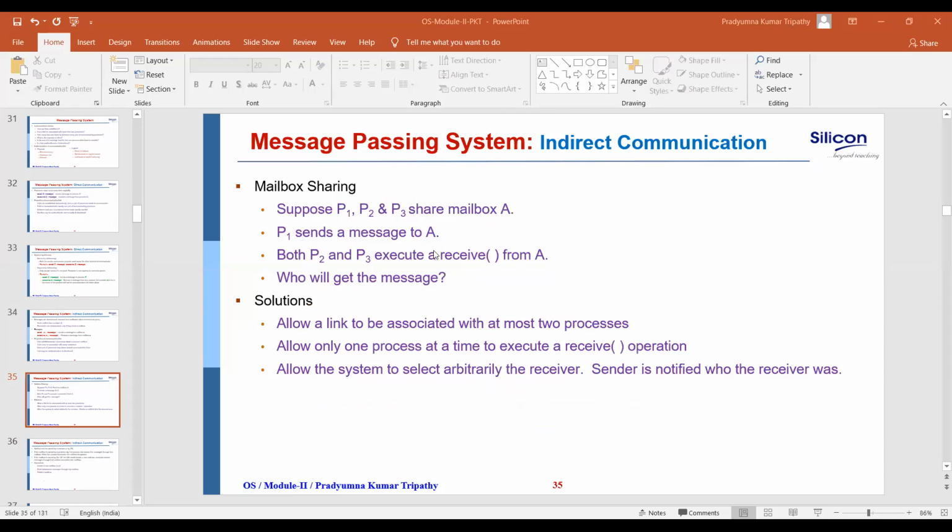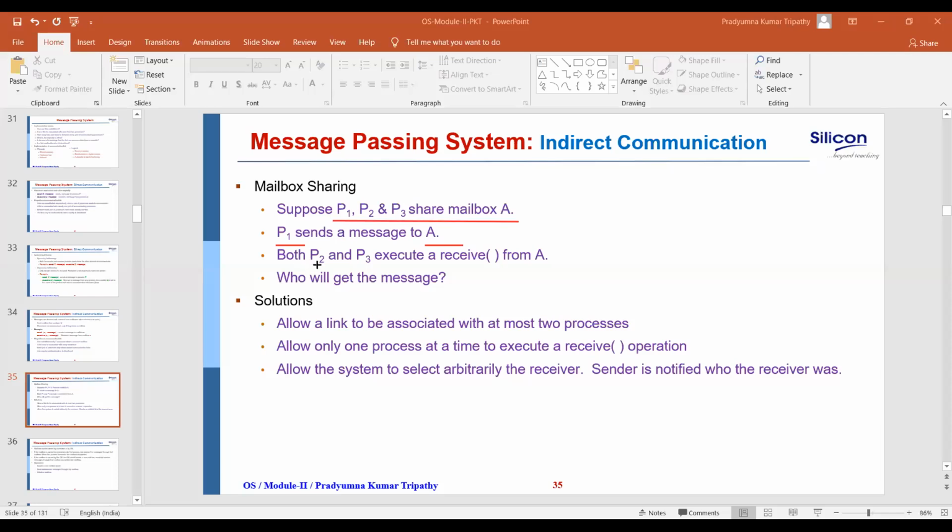For mailbox sharing, suppose P1, P2, P3 are sharing a mailbox A. As I said, multiple processes can have the same mailbox. So these three are sharing the mailbox A. P1 sends a message to A.